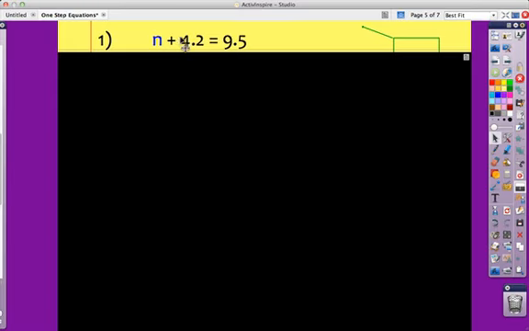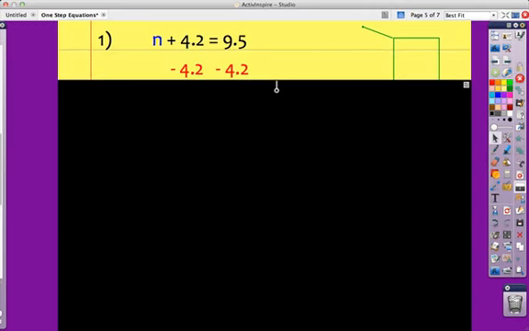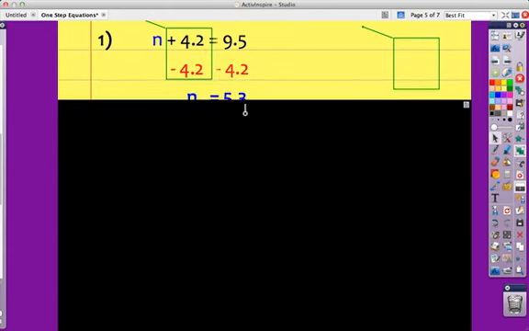So we've got plus 4.2, so it's a positive 4.2. In order to get the variable by itself, we need to cancel out or get rid of that 4.2. We've got to get that n by itself. So we're going to isolate the variable, and we create what's called a zero pair. You'll notice that the 4.2 and the negative 4.2 cancel each other out, and they are out.